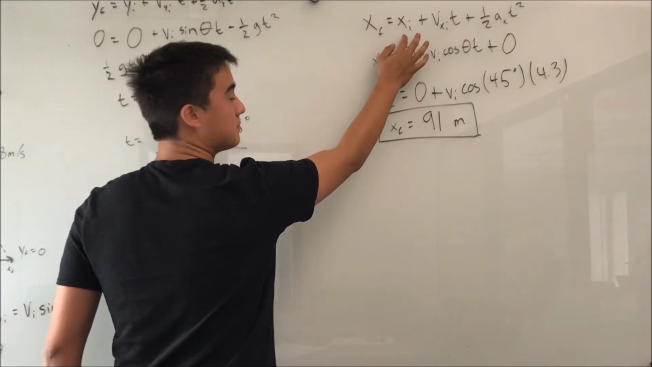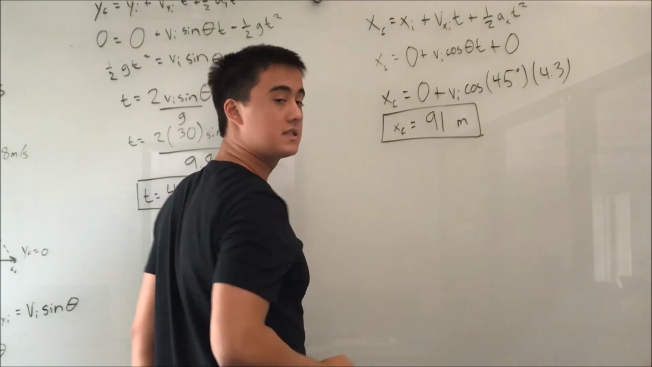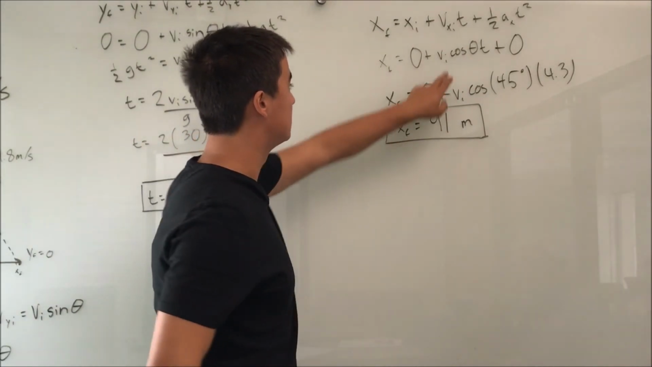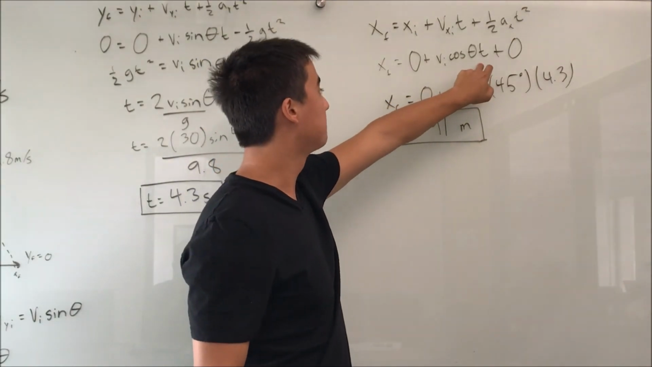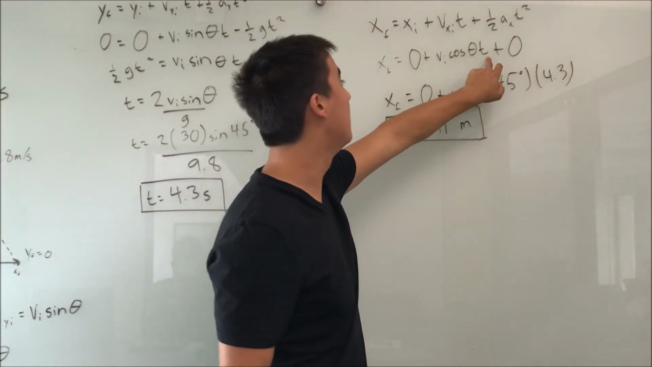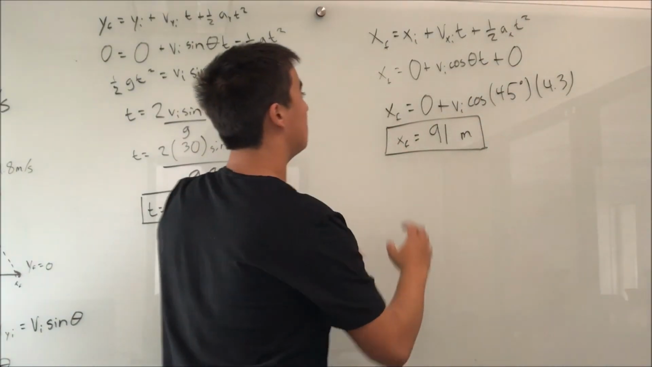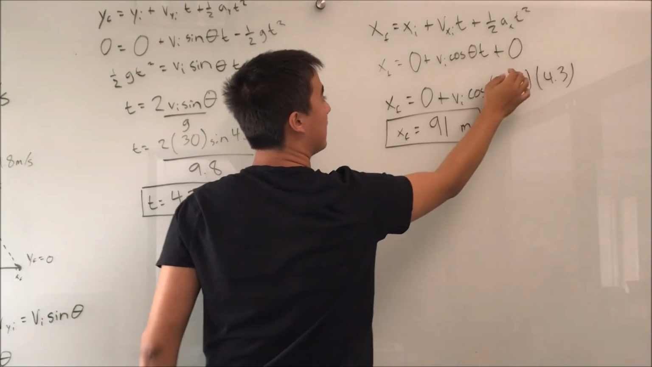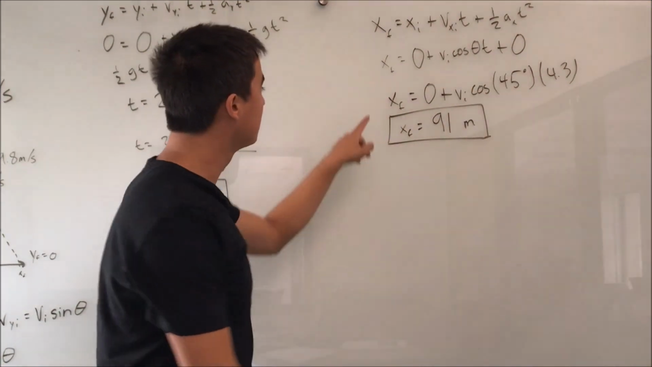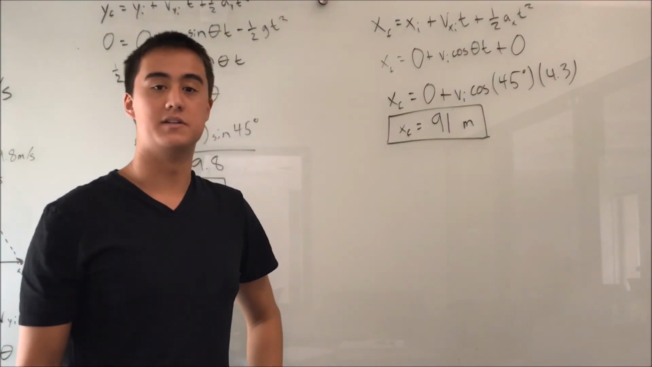The initial displacement on the x-axis is 0, and then the initial velocity in the x direction is v initial times cosine theta times t, and then we actually have a 0 acceleration, so that makes this entire 1/2 acceleration times t squared equal to 0. From there, we plug in our numbers, and we get 91 meters.